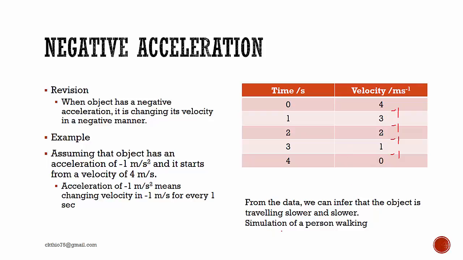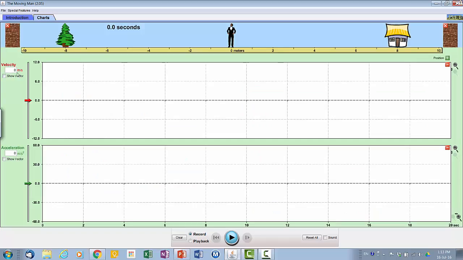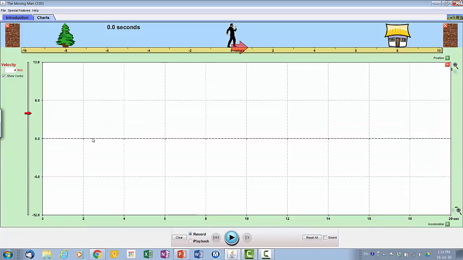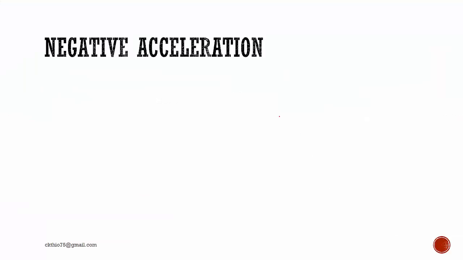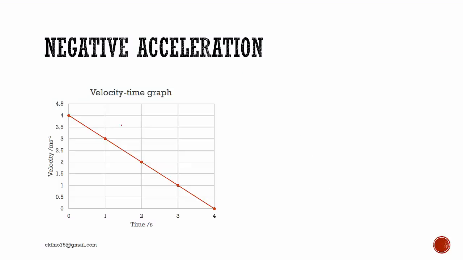So we'll use a simulation of a person walking. Right now, same thing: velocity, I start at 4, acceleration is -1. So the person is moving in this direction. Let's see what will happen. Okay, to the graph. Let's focus on the velocity time graph. You realize that the person is moving slower and slower and slower until it reaches about this particular distance, and this will be the pattern. So for negative acceleration, this is as shown by the simulation.